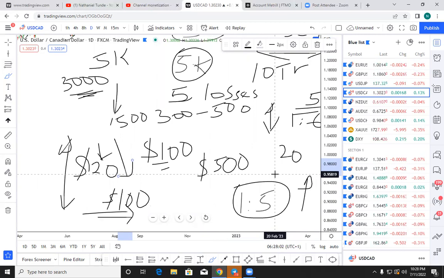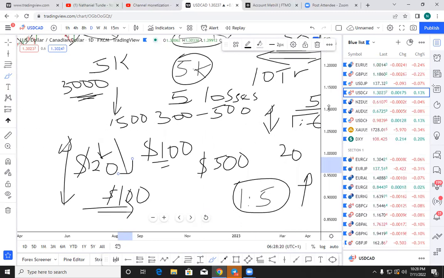If you don't have this system in place, guys, that keeps you with a small loss when you lose and makes you a big gain when you win, it's going to be hard to make it in this business. That is why I'm emphasizing on it.